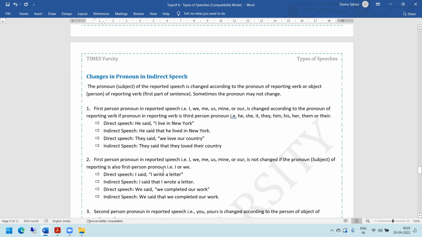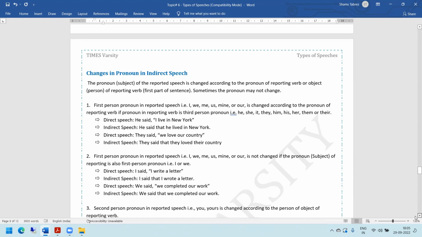Okay, for first person, if it is in indirect speech. So first person pronoun in reported speech, like all these. Direct speech: I said, "I write a letter." Indirect: I said that I wrote a letter. We said, "We completed our work." He said that we completed our work.